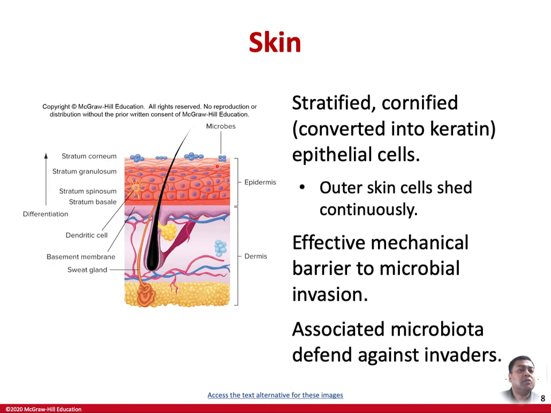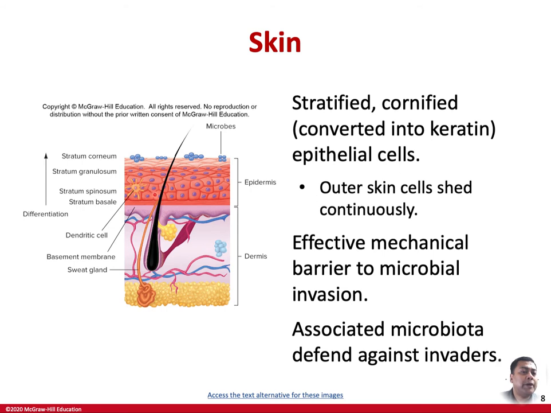These cells contain a large amount of keratin, which is an abrasion-resistant protein, and they also extrude lipid or wax, which is present in between the cells. These are the natural barrier towards microbes. And the associated microbiota, which are naturally present on our skin surface, also have some antimicrobial activity.